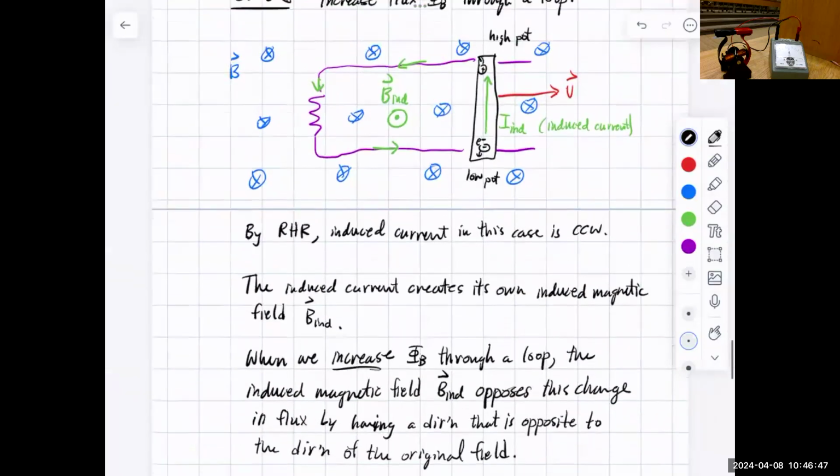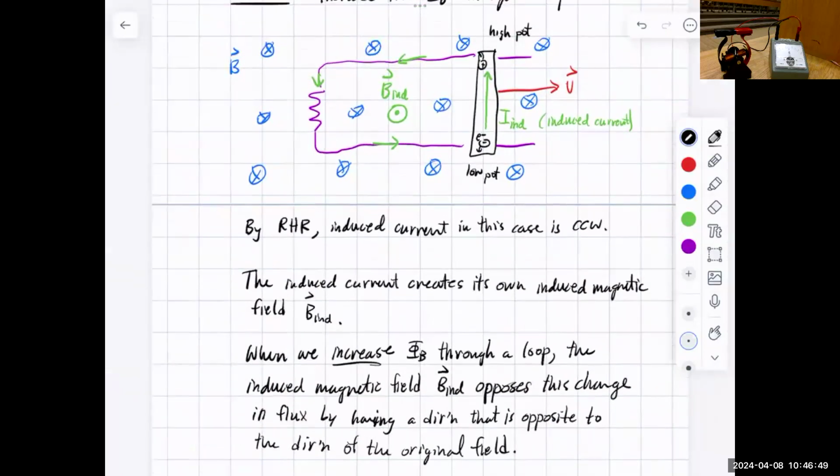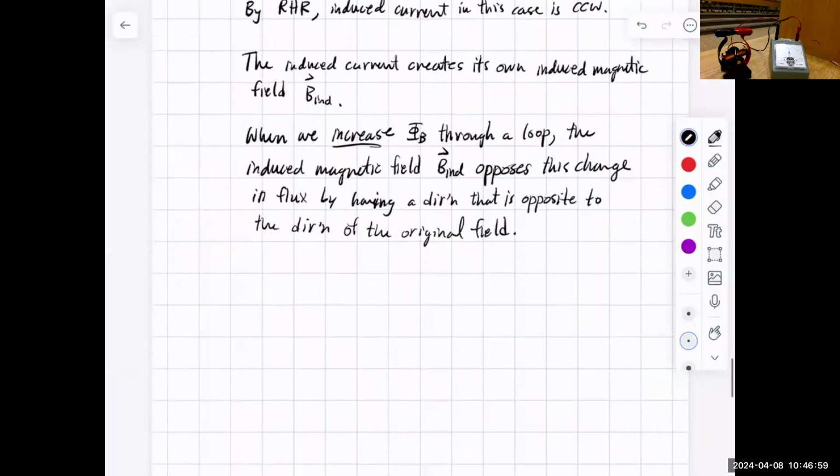Okay. What I want to do is case number 2, which you could probably guess what the result is going to be. So we have 4 minutes, so we could do case number 2. So case number 2 is we're going to decrease the magnetic flux through our loop.